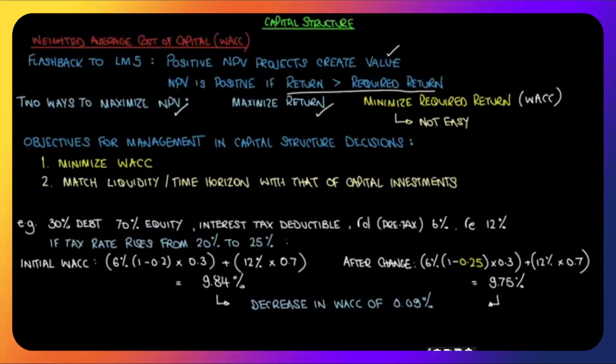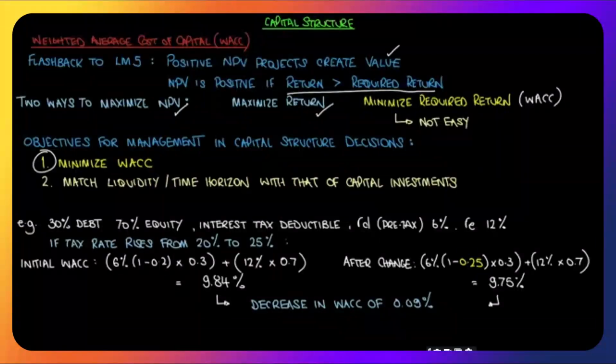Now, it's not easy. Why is it not easy? Well, partly because the required return is derived from your investors, from their opportunity costs. And their return is dictated by market conditions. So it's not all within your hands. But your objective is to minimize the WACC somehow.